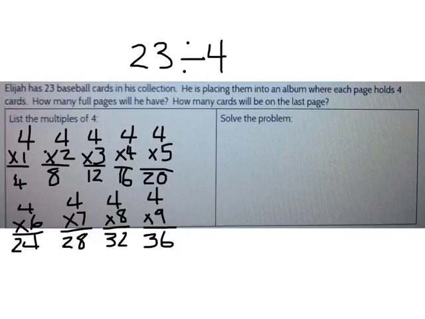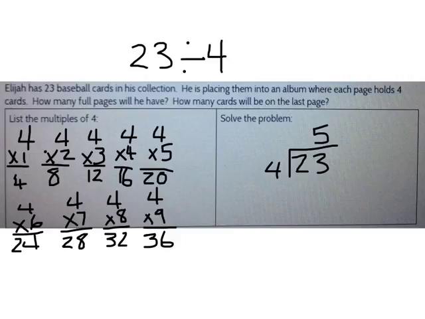Now that I have my multiples written down, I can solve my problem. 23 divided by 4. Remember, I need to see how many groups of 4 I can take out of 23, or how close I can get to 23 without going over. 4 times 5 is 20. 4 times 6 is 24. I don't have enough for 24. So I know that I can make 5 groups. So 5 goes at the top.